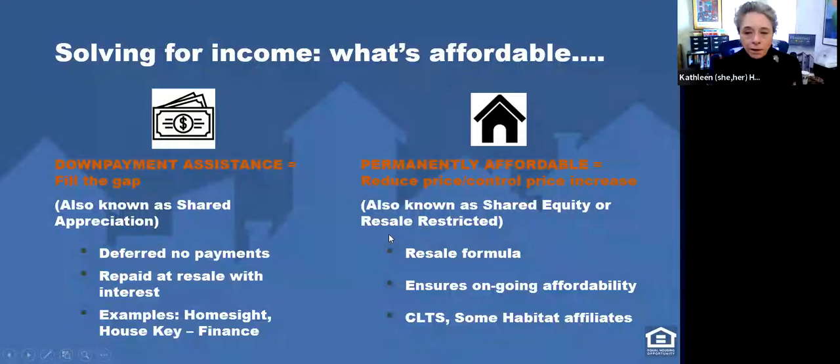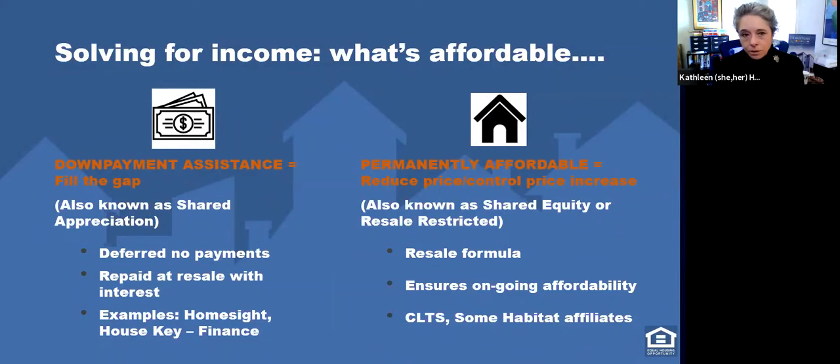So one of the key points is how do we make things affordable? We're basically solving for income, for that 50 to 80% area median income. And 2 different methodologies are what have been used in the past. One you've probably heard of called down payment assistance, which is filling the gap. Sometimes it's also called shared appreciation. Usually it's a loan to the buyer, and it closes the gap between the market rate price and what's affordable. And it gets repaid when the person sells the home, repaid with interest.